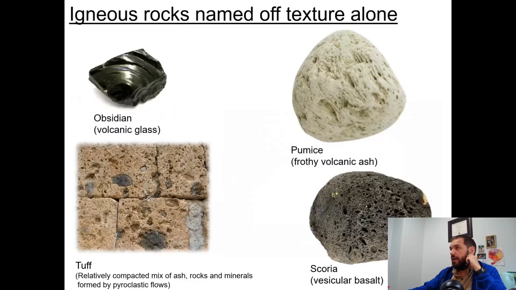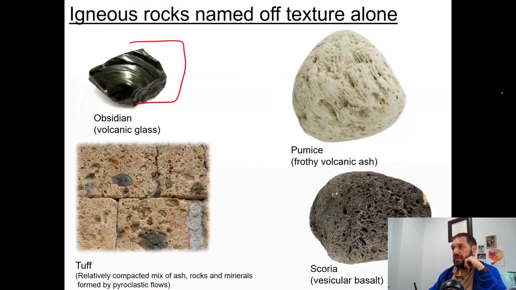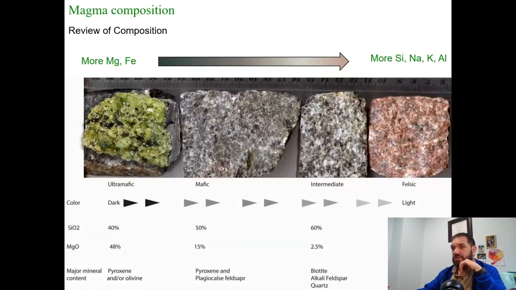And then we have igneous rocks that are named off of texture alone. So, for example, a glassy textured rock is obsidian. Pyroclastic rocks are called tuffs. Vesicular rocks are called scoria, or if it's so vesicular that it can float on water, we call it pumice. So those are the different rocks named off of texture.